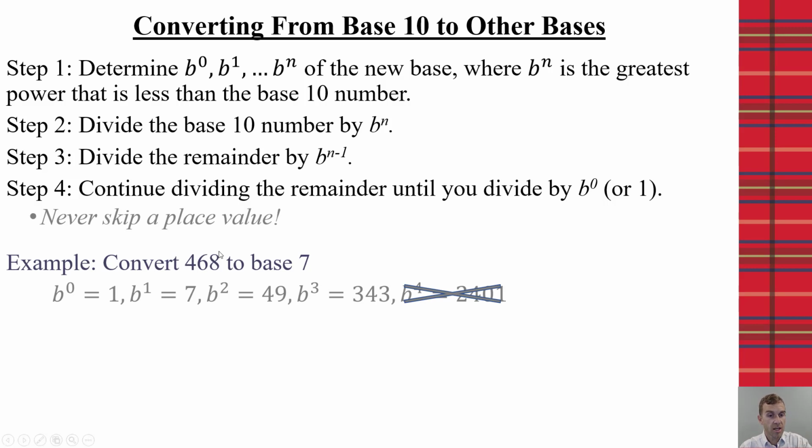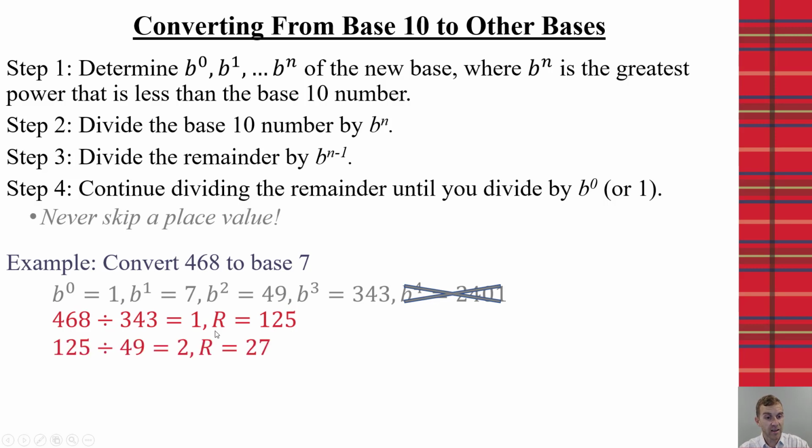So I'm going to start by taking 468 and dividing by 343. That can be done one time and has a remainder of 125. Now I take my 125 and divide by the next base, which in this case is 49. That can happen twice and leaves me with a remainder of 27. Now I take 27, divide by my next base, which is 7. That happens 3 times with a remainder of 6. And now I take 6 and divide by my final base, which is 1. 6 divided by 1 is 6.